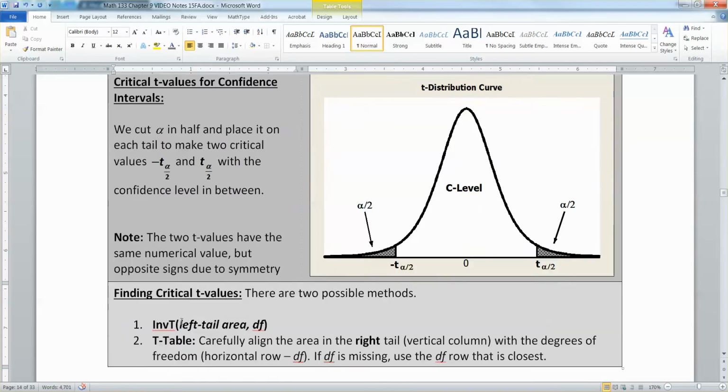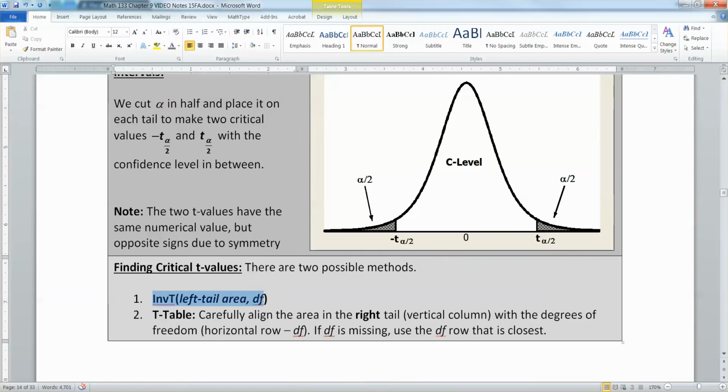Now, there's two ways you can find these. One, you can just use your calculator. Inverse t, use the left tail area with inverse t, which is weird because your notation talks about the right tail area. By definition, that little subscript is the area in the right tail, but the calculators have to take left tail area when they put them in. So that's one way you can do it.